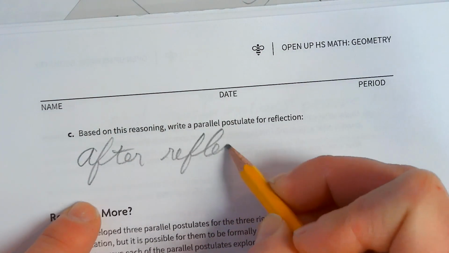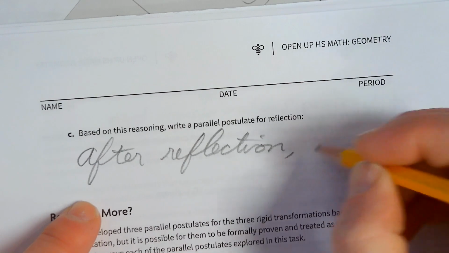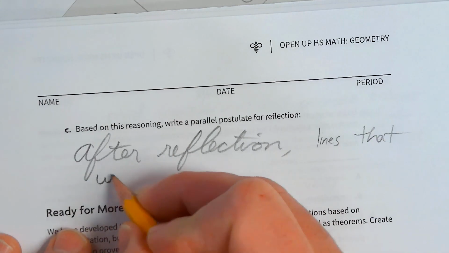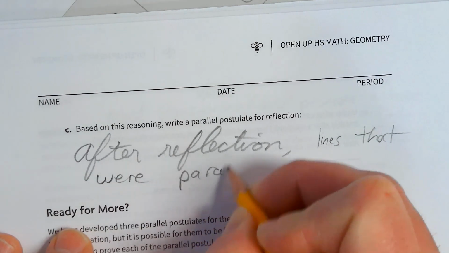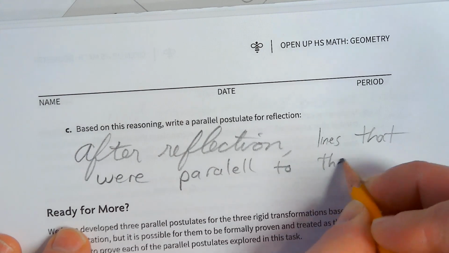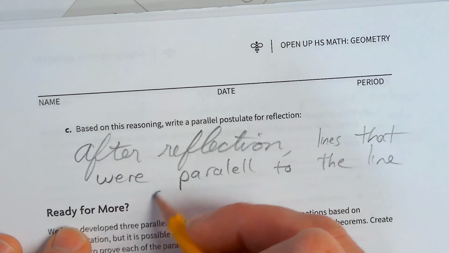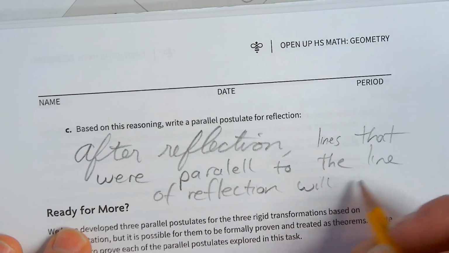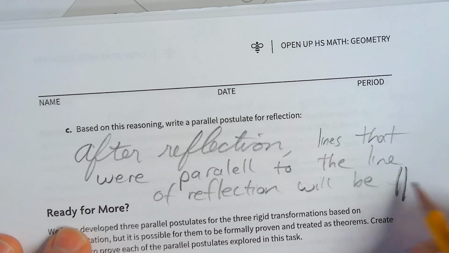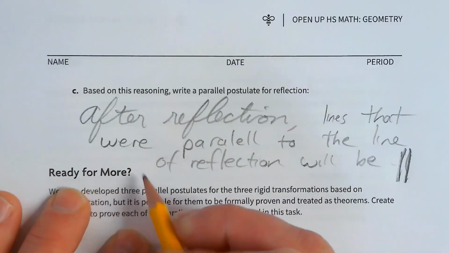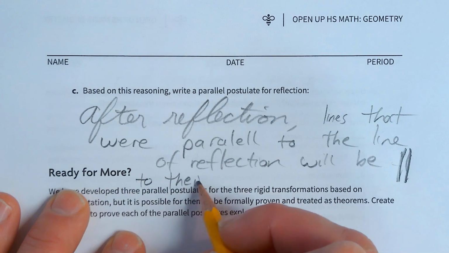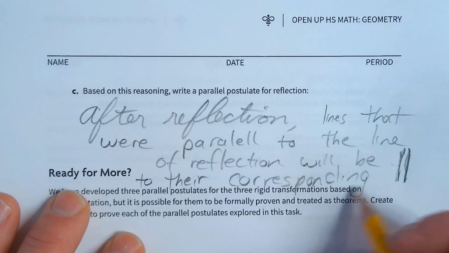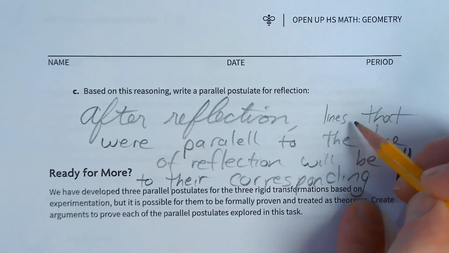After reflection, lines that were parallel to the line of reflection will be parallel to their corresponding line segment. Line, technically line segments.